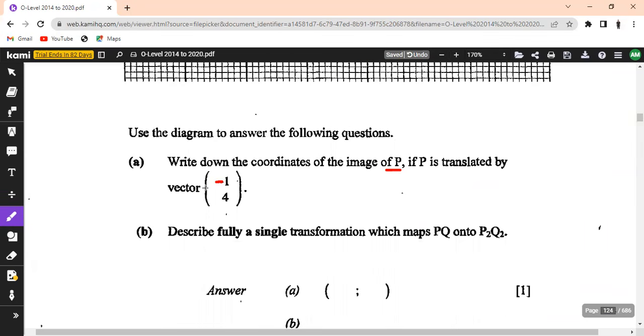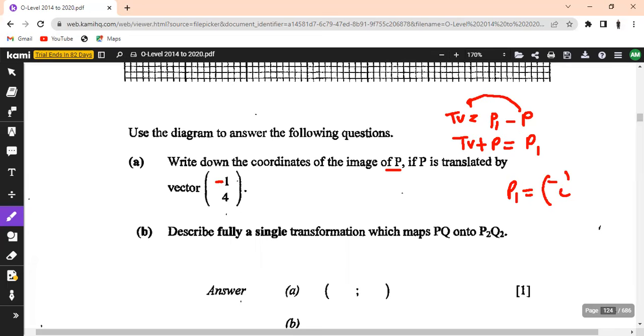So you can actually use the translation vector to find the image. Remember, translation vector is equal to image minus object. So I want to find the image. I can transpose the object here. So translation vector plus the object should give us the image point. The translation vector is minus 1, 4, plus the point P, which is the object that was there before.